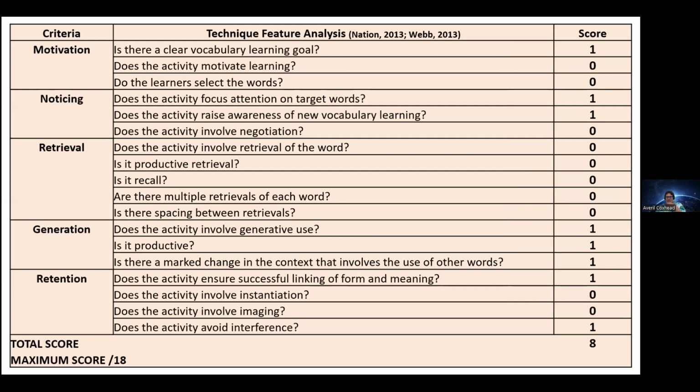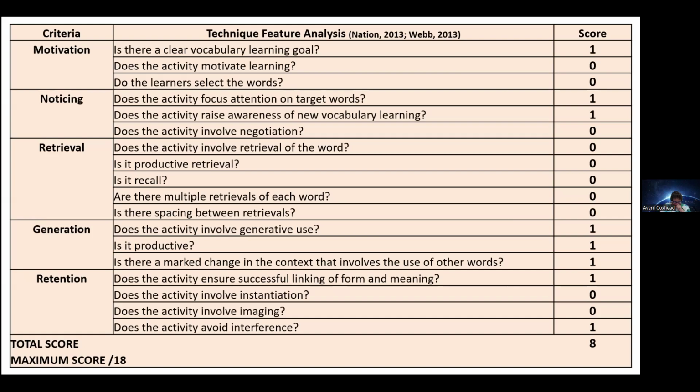If you look at motivation, it scores a 1 just in the top. We've got a vocabulary goal, but learners don't select their own words. We've given it to them. Not much motivation of learning. There's a focus and noticing of retention of words, and it raises awareness of words. Cool. Generation, the score down there is 3 out of 3. Awesome. Retention, yeah, linking form and meaning. There are no examples. There's no imaging. The words don't look the same. So there's a little chance of people getting mixed up between those words. So the total score is 8 out of 18.